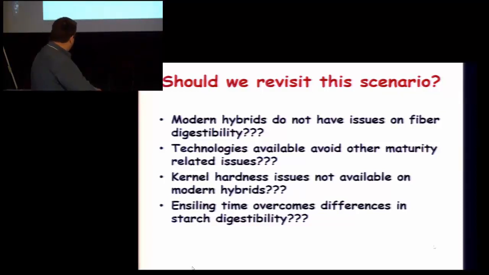Or those modern hybrids, do they have fewer issues with kernel hardness? And the last one, which I can tell you I really tested: ensiling time may overcome those differences in starch digestibility. By ensiling time, I mean the duration that you leave silage inside the silo fermenting prior to feeding. As I mentioned earlier, this technique increases starch digestibility, and I have a graph to show that later. It could be an option.